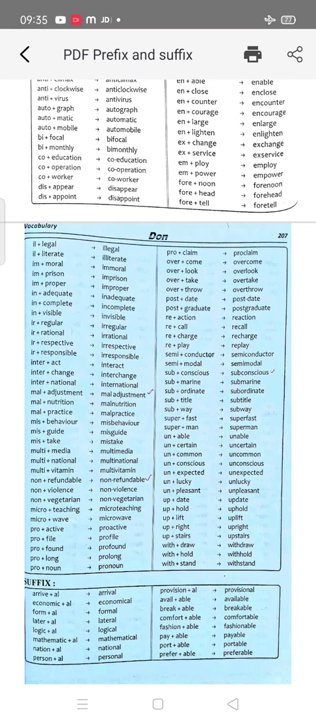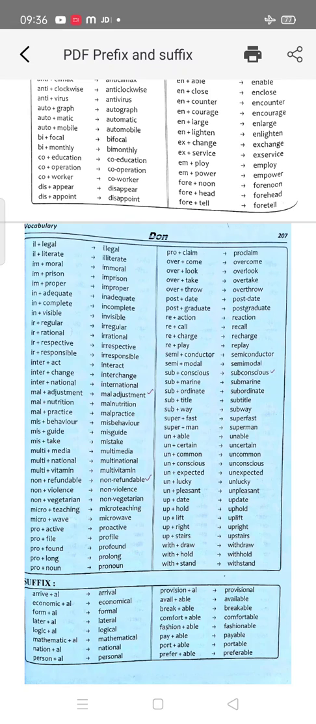When you add a prefix, in certain words it will become the opposite of that one. Then guide, misguide. Then take, mistake. Then media, when you add multi to that, it will become multimedia.